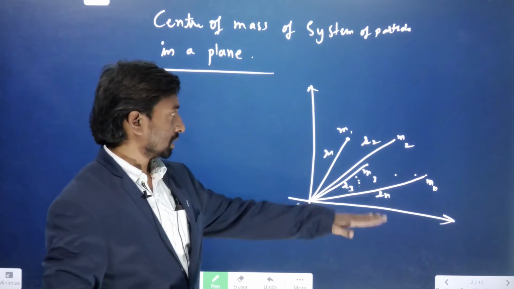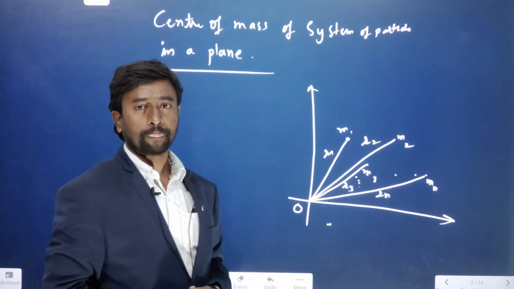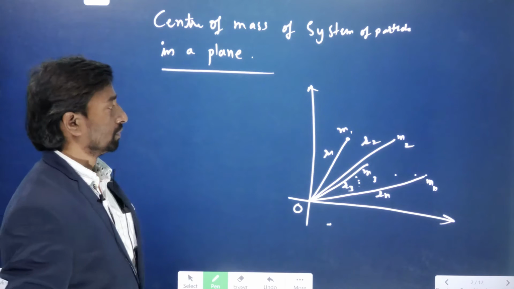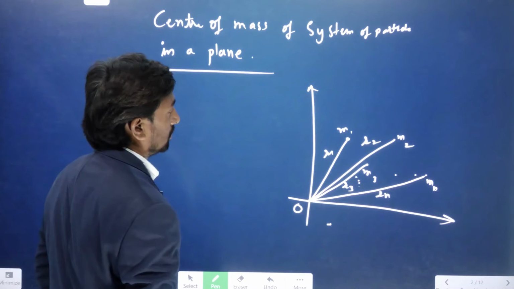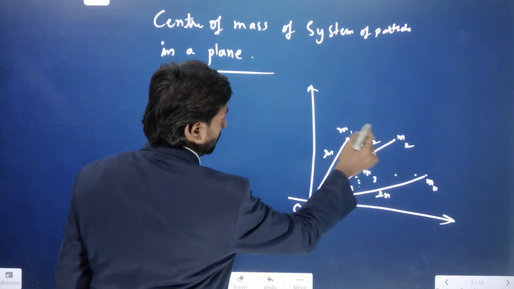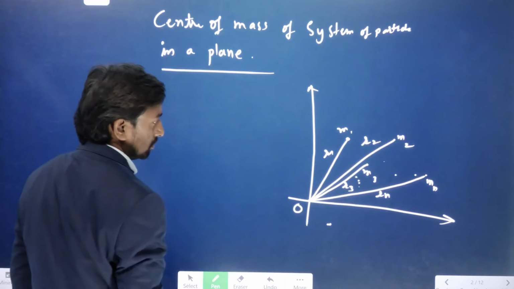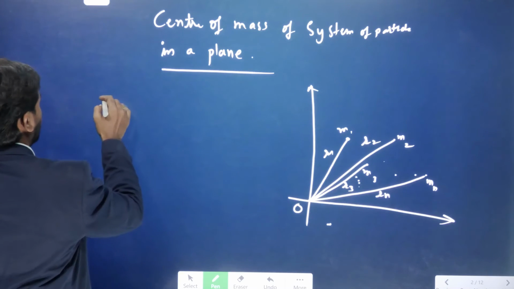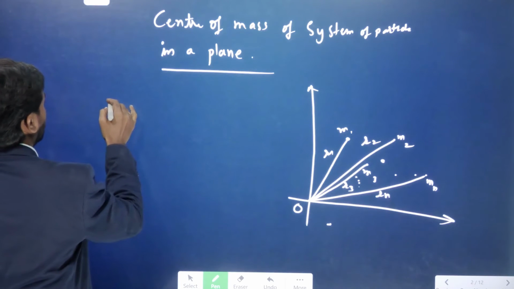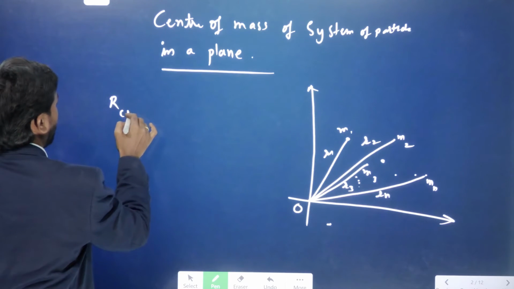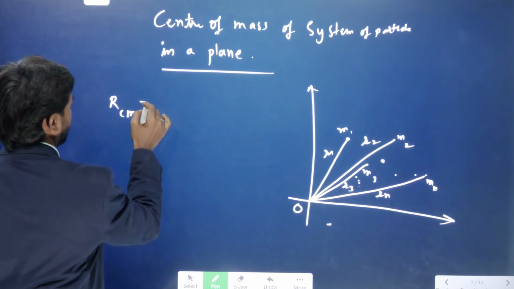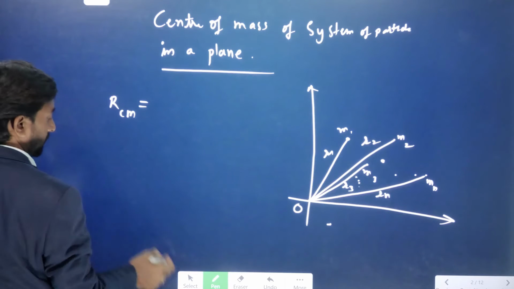It is not along the x-axis or along the y-axis; it is in the xy plane. So how do we find the center of mass of these particles? We can find it like this. The center of mass of these particles will be somewhere here, at a certain distance from the origin that we can represent as RCM. RCM, into the mass of all the particles, we can write here.